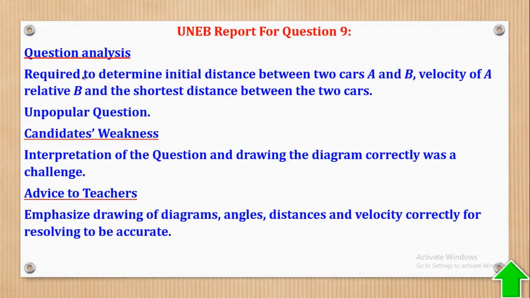So the question required determining the initial distance between two cars A and B, the velocity of A relative to B, and the shortest distance between the two cars, and it was unpopular. The weakness was the interpretation of the question, and drawing the diagram correctly was a challenge, because this time the directions of the velocities were given indirectly.